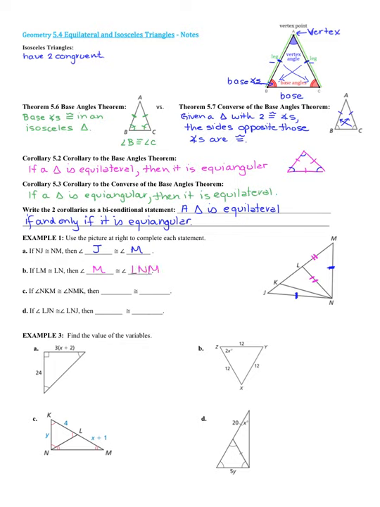So remember, the vertex is in the middle, that middle letter. Now we're going to move to our angles. Okay, so we have NKM, that is right here, is congruent to NMK. And so now what do we know?